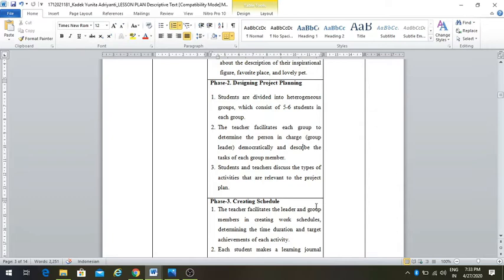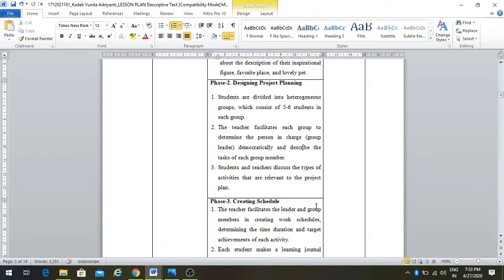And the second phase is designing project planning. So in this stage, students are divided into heterogeneous groups, which consist of 5 to 6 students in each group. So one group must determine one inspirational figure, one favorite place, and one lovely pet. Then they will make a simple descriptive text about them. The descriptive text will be handwritten and then displayed on the wall magazine based on their creativity.